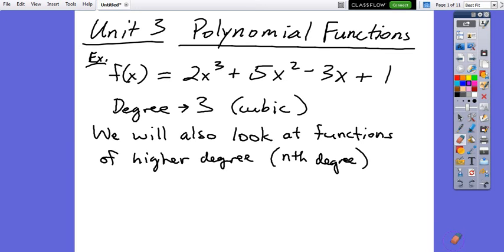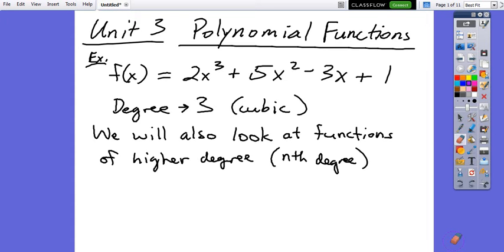So Unit 3 deals with polynomial functions. Let me give you an example of what I'm talking about when we discuss polynomial functions. We're going to be dealing with functions that are more than second degree. In other words, third degree and above are the polynomial functions we're going to be dealing with in this unit. Here's a cubic function, which is third degree: 2x cubed plus 5x squared minus 3x plus 1.